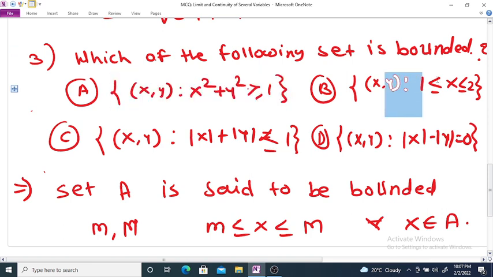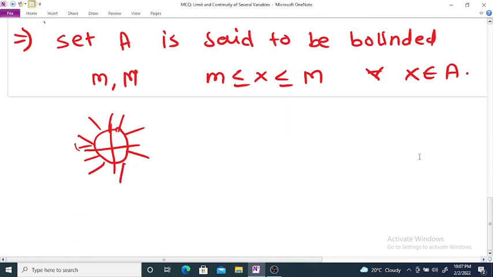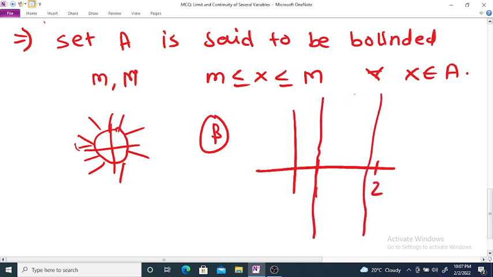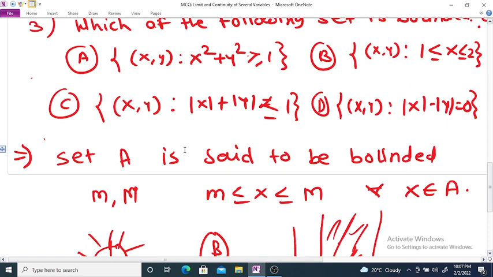Again, in set B there is a restriction on x. If we draw its set, x lies between 1 and 2, but there is no restriction on y. So y varies, and again there is no restriction on y. So this set is unbounded.